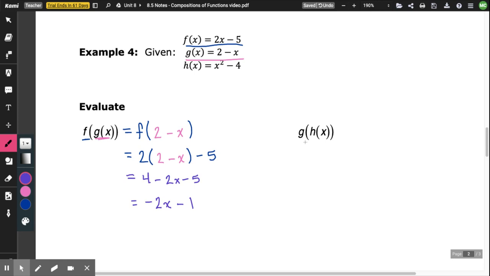Now another example using these same 3 functions is g of h of x. So now I need a new color for h. I think I'm going to use this bright blue color. So h of x is going to be that bright blue, and g is still going to be pink. Again, I'm color coding. My first thing would be to replace the inside function with what the inside function is equal to. So I'm going to say g of, and then replace the h of x that was on the inside with x squared minus 4.